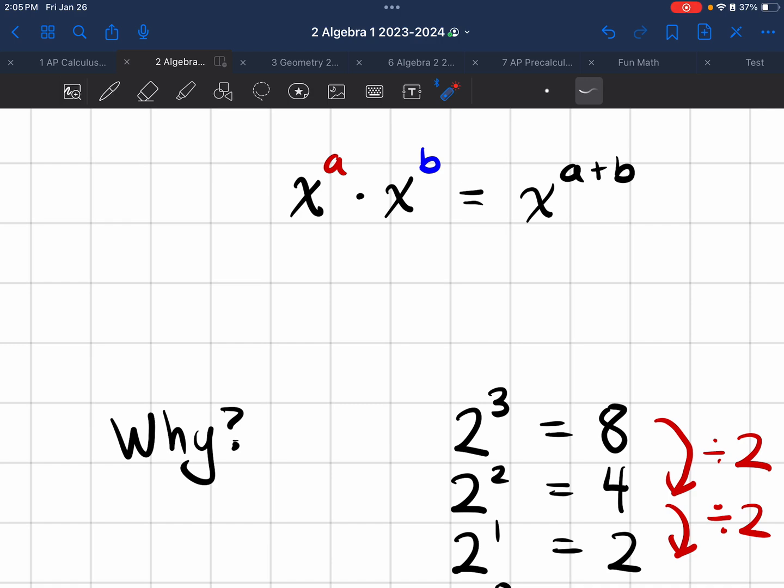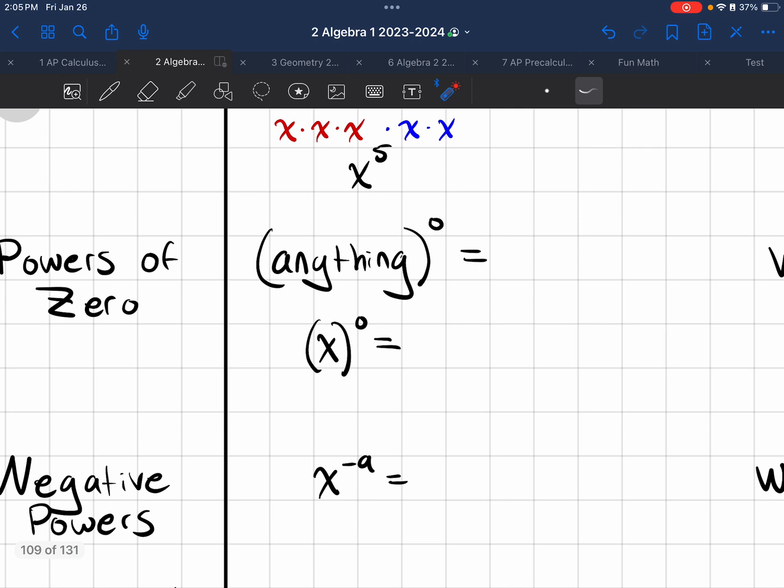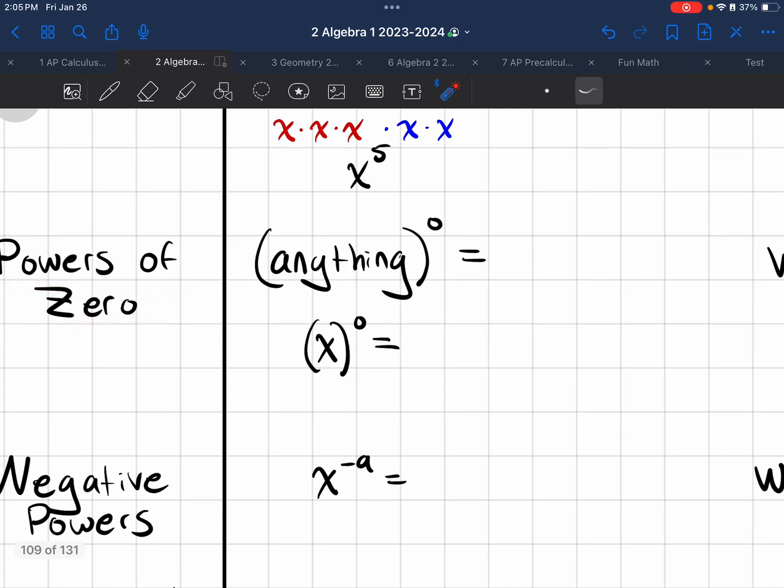All right, so there's a few other things that I need to go over before we can get into our example problems. First, I need to talk about the powers of 0. Anything to the power of 0 is, did you say 0? Because it's actually 1. Anything to the power of 0 is 1. And because x means anything, x to the power of 0 is also 1. This is the rule most often seen in textbooks.